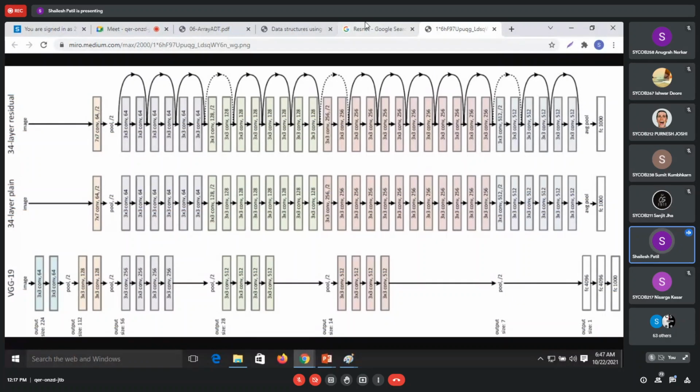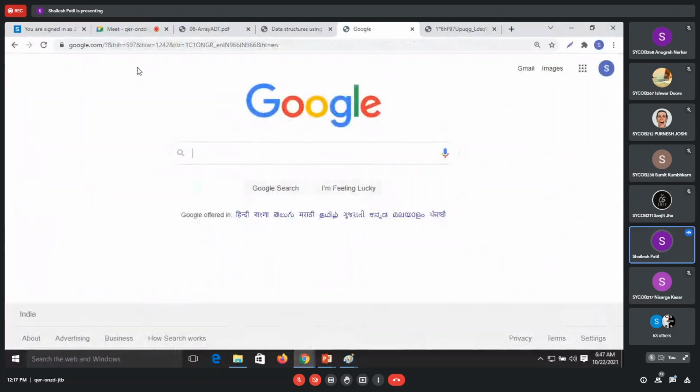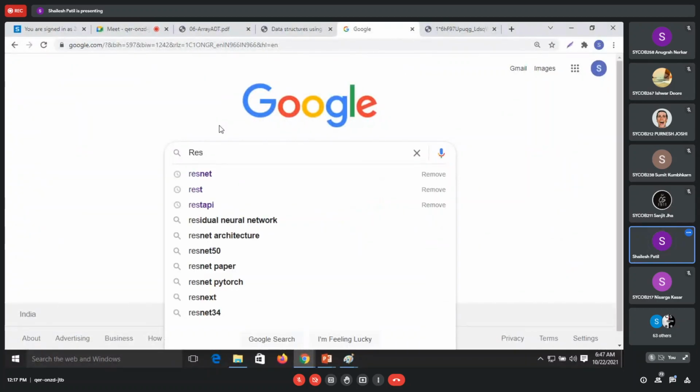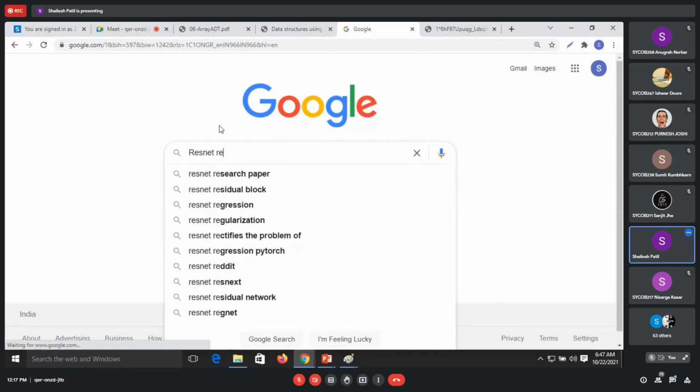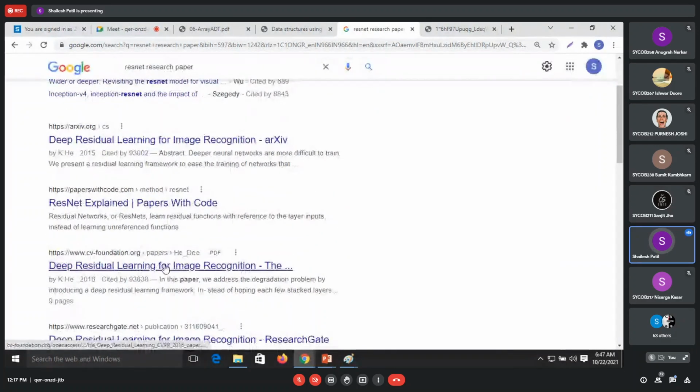Now I will tell you where exactly all these terms come under. If we open the paper, the ResNet paper, this is one research paper on deep residual networks. You may find this paper.